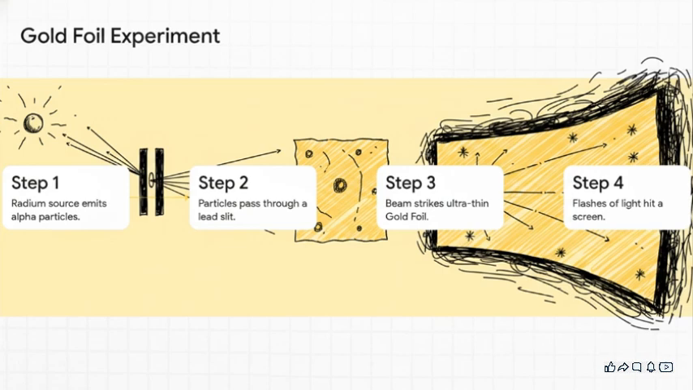Just to appreciate how crazy this was, let's walk through the steps of this legendary experiment. Rutherford, working with Geiger and Marsden, sets up a radium source to shoot out alpha particles. They funnel them through a lead slit to make a tight beam, then blast that beam at the ultra-thin gold foil. To track the deflections, they literally sat in a pitch-black room for hours, meticulously counting microscopic flashes of light hitting a fluorescent screen. Talk about dedication, right?